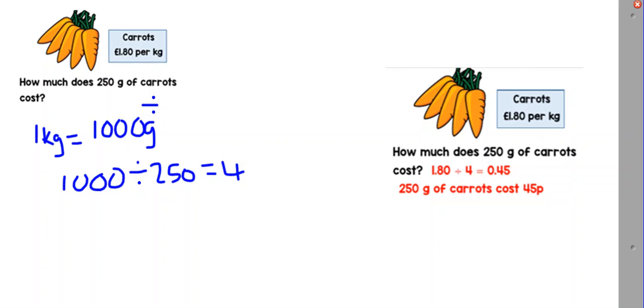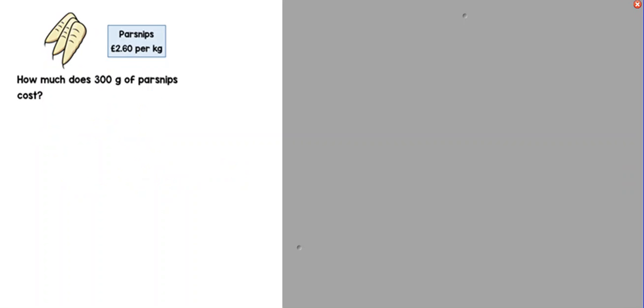Well done if you got that one correct. Remember, it's very important to put your units of measure. If you just put 45, that is an incorrect answer. Have a look at this one. So it's a similar sort of principle. So parsnips cost £2.60 per kilo. How much does 300 grams of parsnips cost?